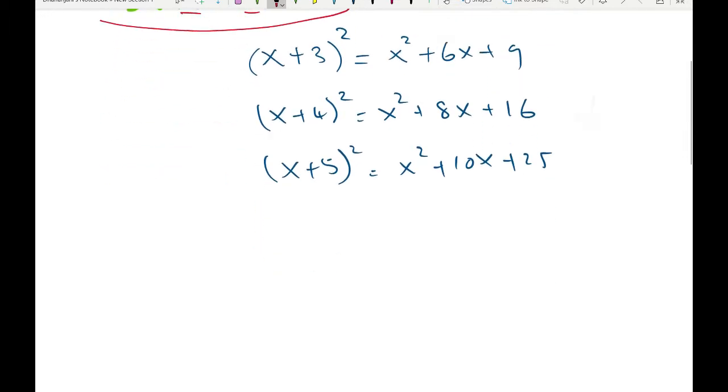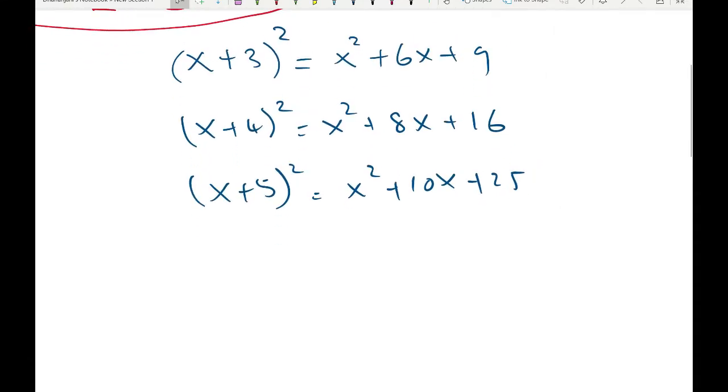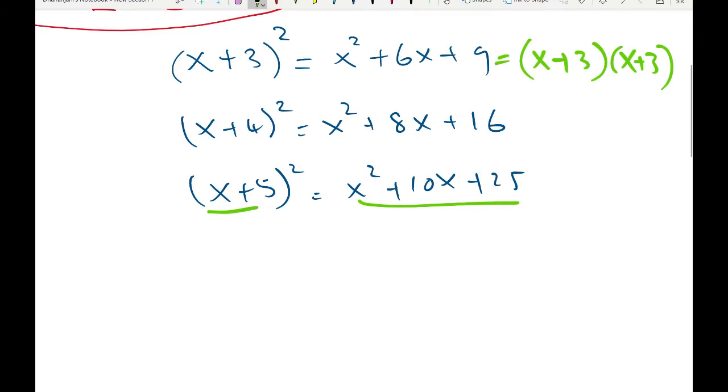Okay, so to understand this, let's look at these three special quadratic functions. x plus 3 square is actually x square plus 6x plus 9. How did I get that? Well, I multiplied x plus 3 by x plus 3. That's the meaning of x plus 3 times x plus 3, I mean x plus 3 square, right? So x plus 4 square is x square plus 8x plus 16. So similarly, we can get the third one. So I expand what you have in the left hand side.